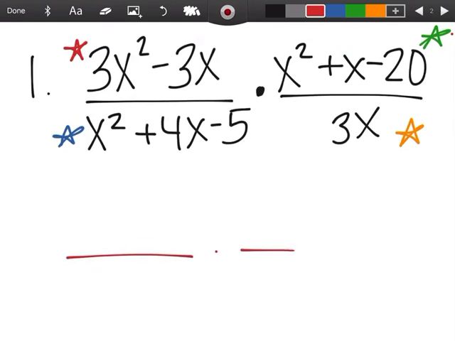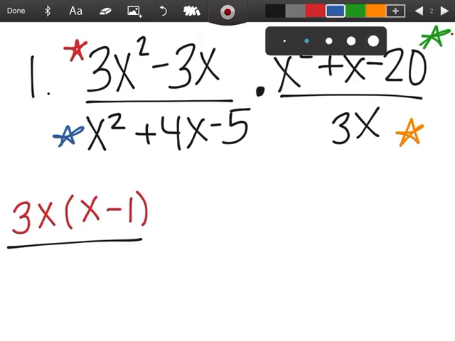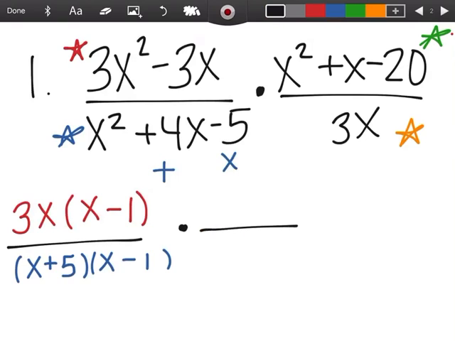And so first of all, I'm going to factor 3x squared minus 3x. And so I look for what they have in common. Their GCF is 3x. And when I factor out the 3x, I'm left with x minus 1. In the denominator, the blue, I'm going to take standard factoring, which means 2 sets of parentheses. X squared factors into x and x. And then what multiplies to be negative 5 and adds up to be 4 is a positive 5 and a negative 1. So I can already see some reducing that's hopefully taking shape here.